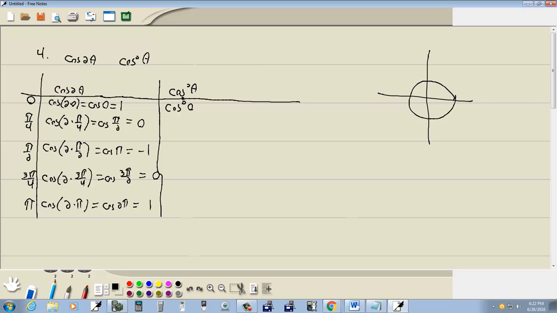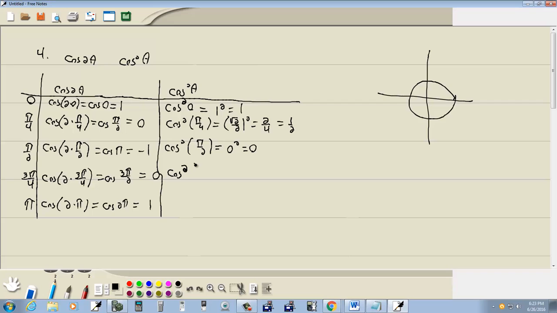If I plug in 0, cosine squared of 0, that's cosine of 0 is 1, so that's 1 squared or 1. Cosine squared of pi over 4. Well, pi over 4 is right here, and that's square root of 2 over 2. So we got square root of 2 over 2 squared, which gives us 2/4 or 1/2. Cosine squared of pi over 2, and pi over 2 would be 0, so we got 0 squared or 0.